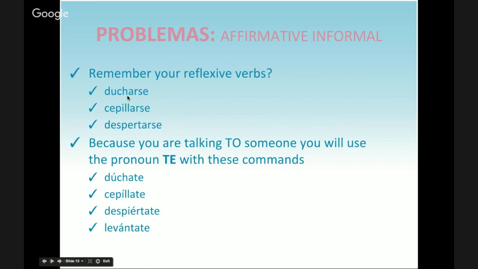Reflexive verbs, remember verbs like ducharse, cepillarse, despertarse. Because you're commanding somebody to do something, you do have to use the te with these. And you can see here at the bottom is how you would command somebody to shower or brush their teeth or wake up. Despiértate, wake up. Levántate, get up. Dúchate, shower yourself. Notice they have accent marks here because it's the second to last syllable of that word. Cepilla, three syllables. The second to last one is the I, so the I gets the accent. Cepíllate, levántate.